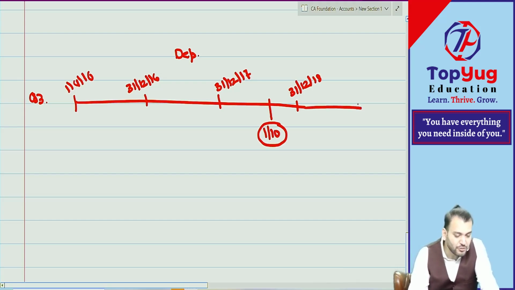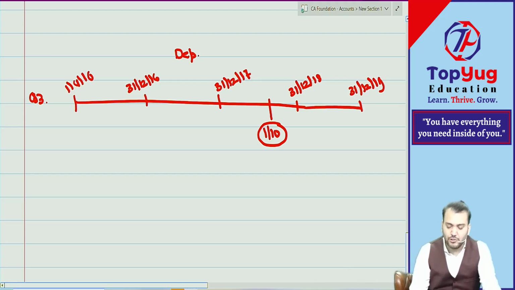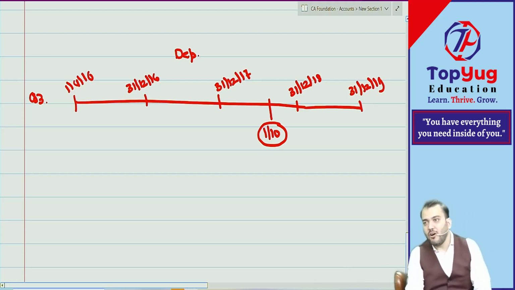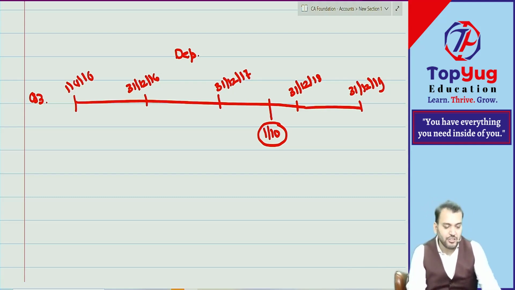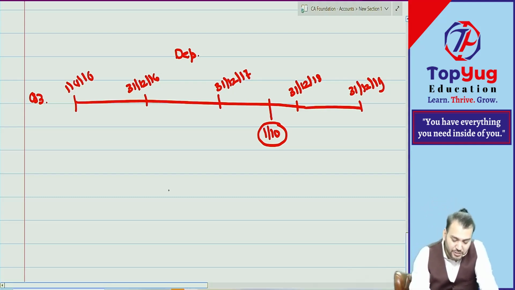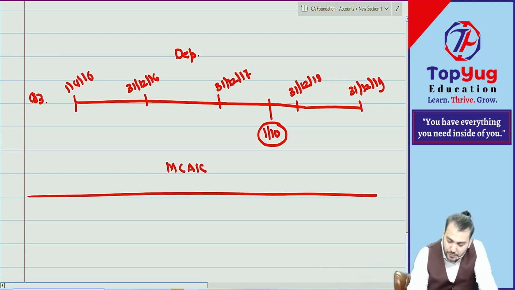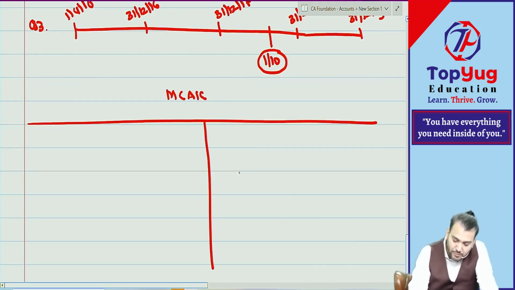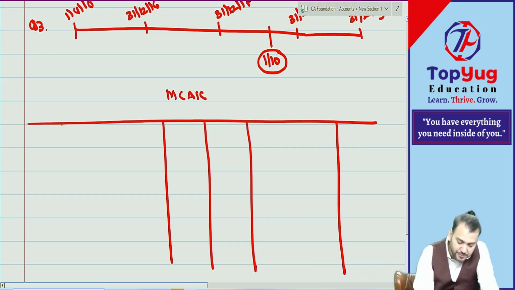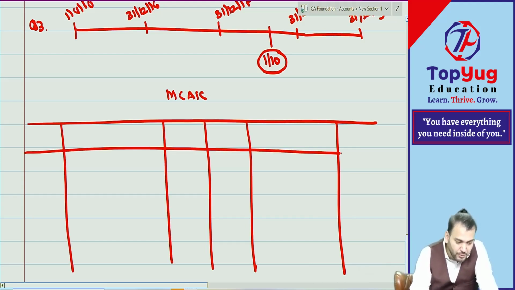And they asked us to prepare account up to which date? 31st December 2019. So always first you do it in this way so that you can understand how many months depreciation will be charged. Correct? Now we can start which account? Motor car account. The initial purchase was done on which date? 1st April 2016.